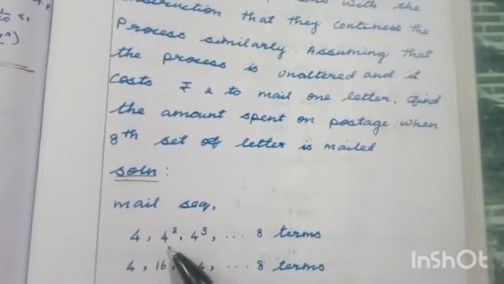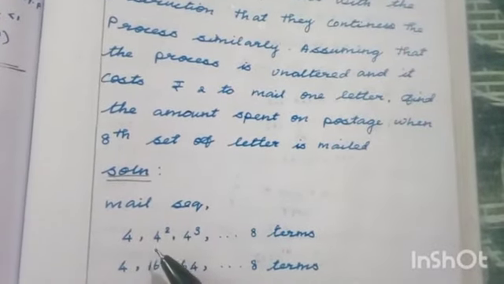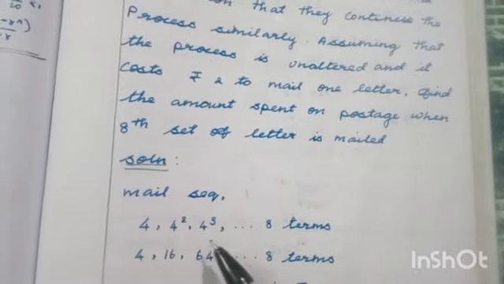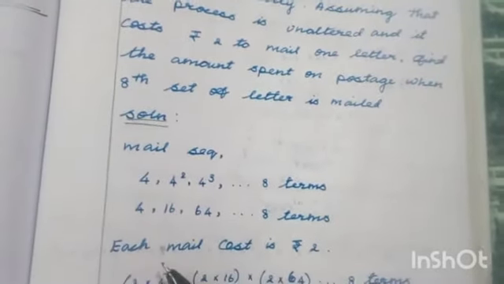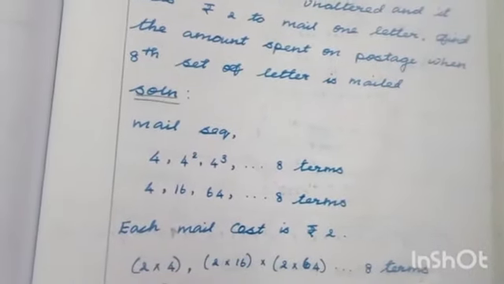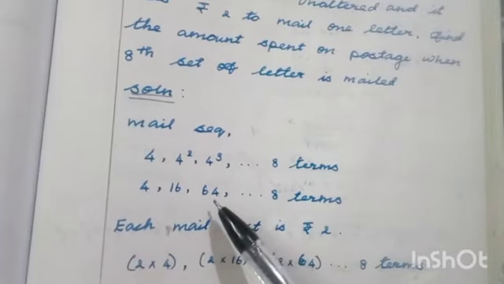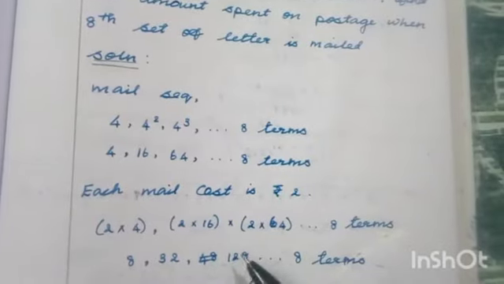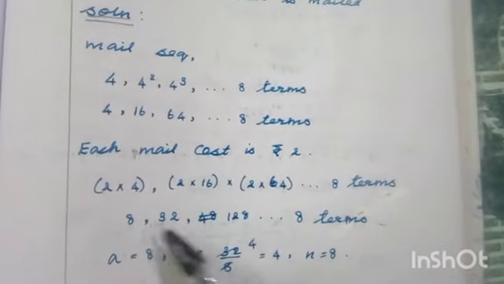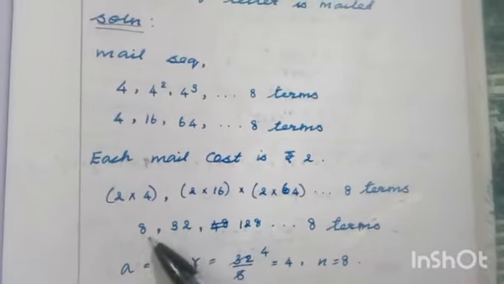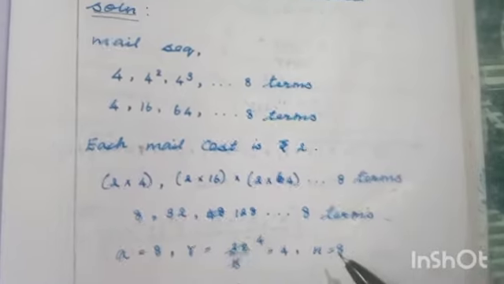So why are we writing 4, 4 square, 4 cube? Each person sends a letter to 4 persons. So it is written as 4, 4 square, 4 square is 16, 4 cube is 64 up to 8 terms. Then also it is given each mail costs rupees 2. Mail cost sequence is 2 into 4, 2 into 16, 2 into 64 up to 8 terms. So that is 8, 32, 128 up to 8 terms. For this sequence, a is 8. The common ratio is T2 by T1, 32 by 8, that is equal to 4, n equal to 8.